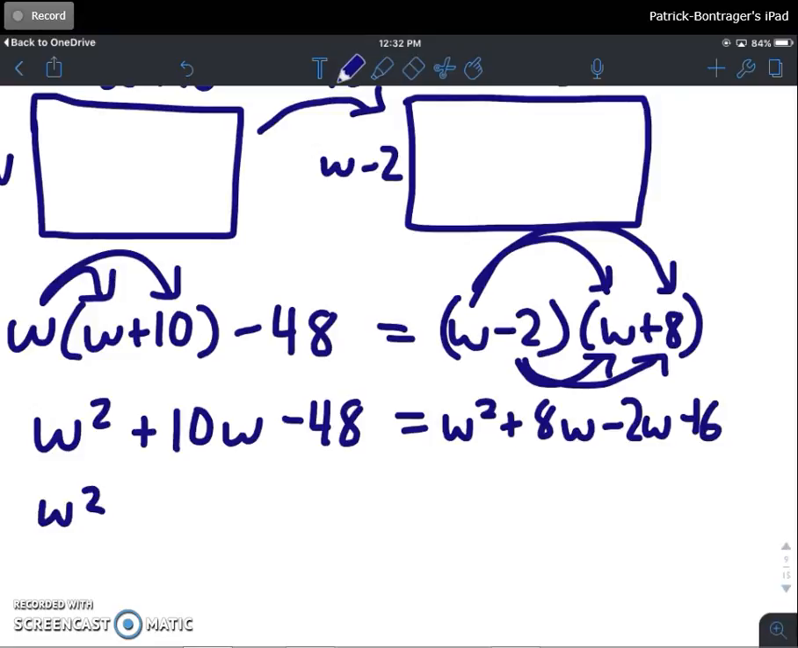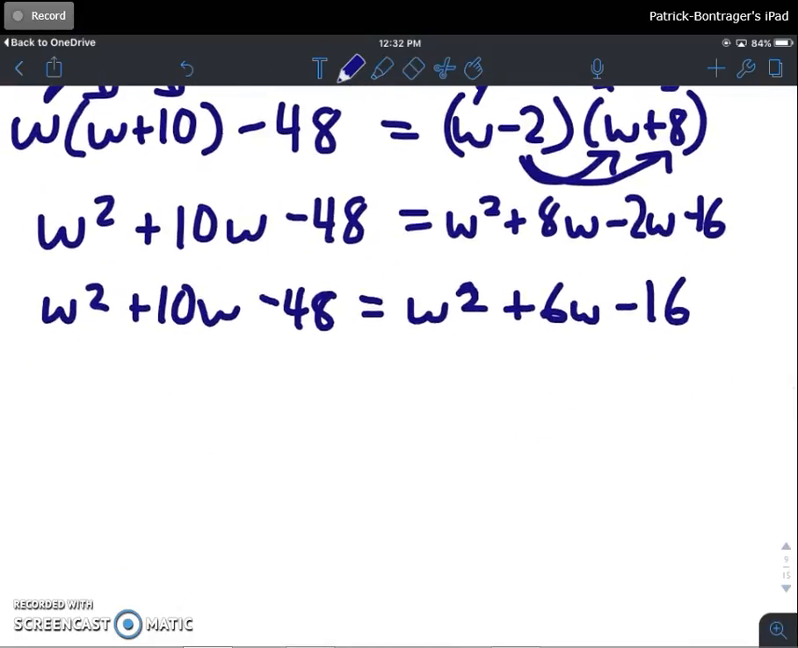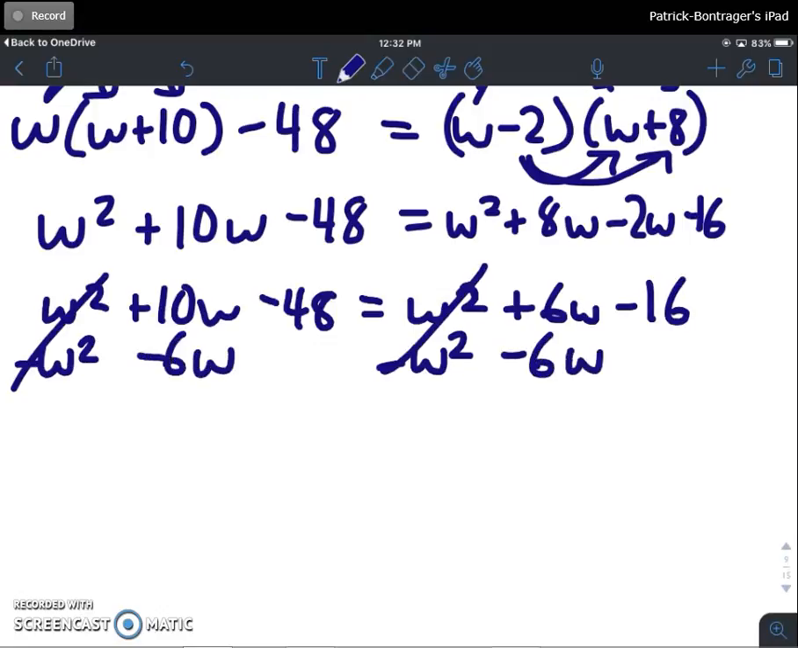So I'm going to combine my like terms on the right side. So I get W squared plus 10W minus 48 equals W squared plus 6W minus 16. Now I'm going to start moving stuff. I want to move all my constants to one side and my variables to the other. So I'm going to subtract W squared and W squared. It's going to cancel. Okay. I'm going to subtract 6W and 6W, and I get 4W minus 48 equals negative 16.